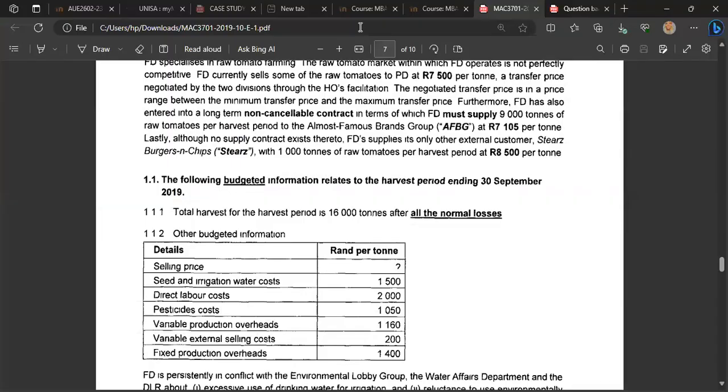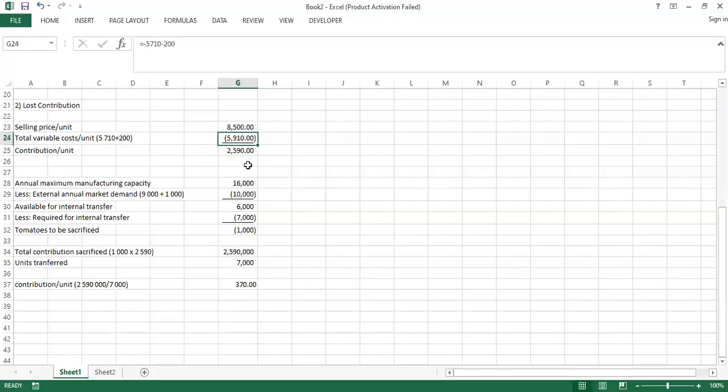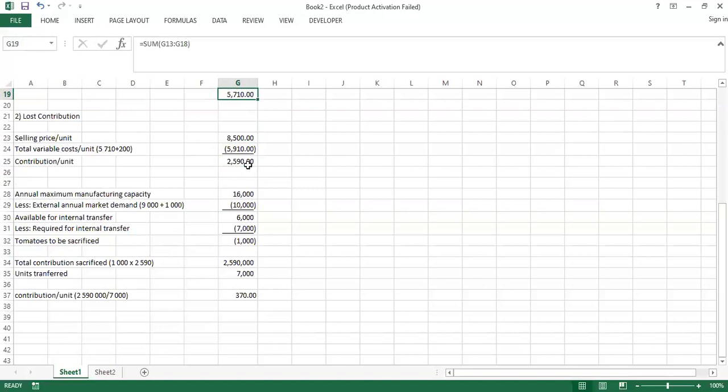I'm lost. Right, take us through, and then we see where you are lost. Okay, so start from if we didn't have the non-cancelable contract, we're going to sacrifice the 7,000 something.